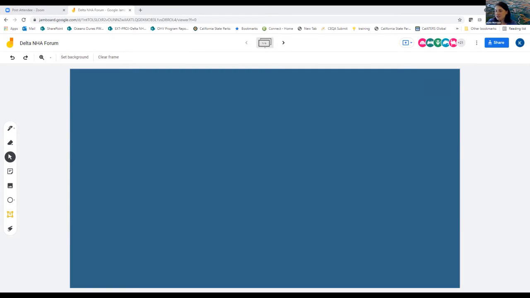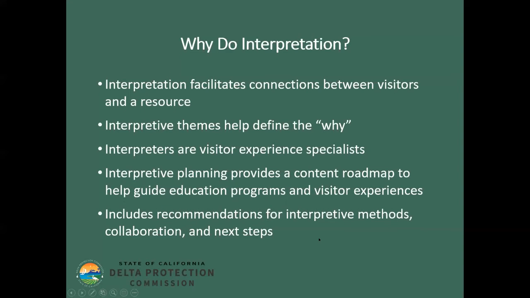And like I said, many of you have seen this before, but I just wanted to do an overview of interpretation, why we do it. So what is interpretation? Are you able to see my PowerPoint, by the way? Are you still seeing this? We're looking at the Jamboard. Okay, I'm going to stop sharing the Jamboard. Thank you. Okay. All right, so I've got the PowerPoint up.